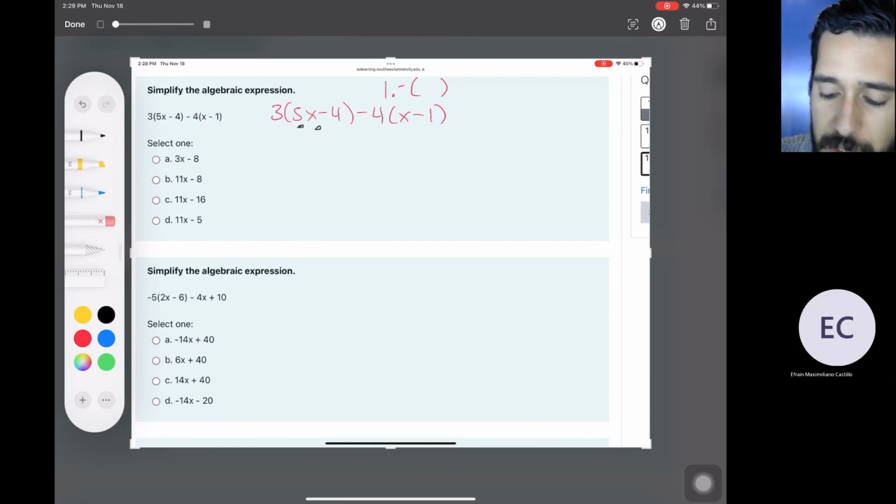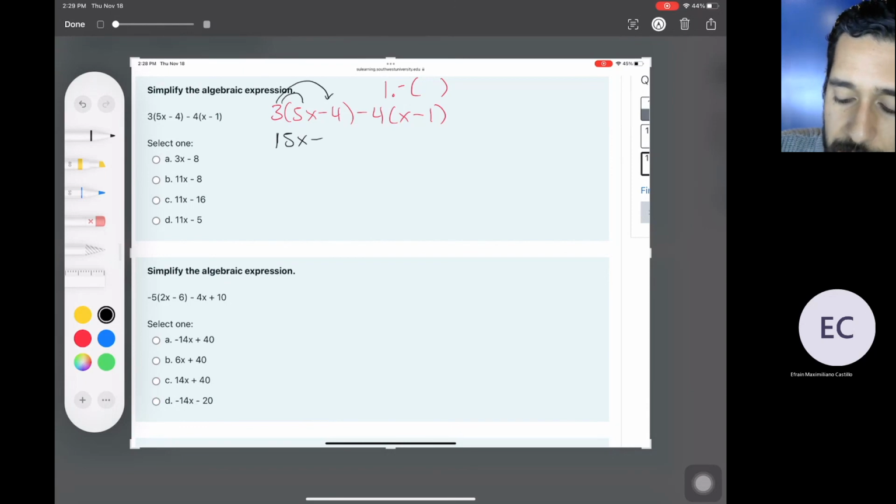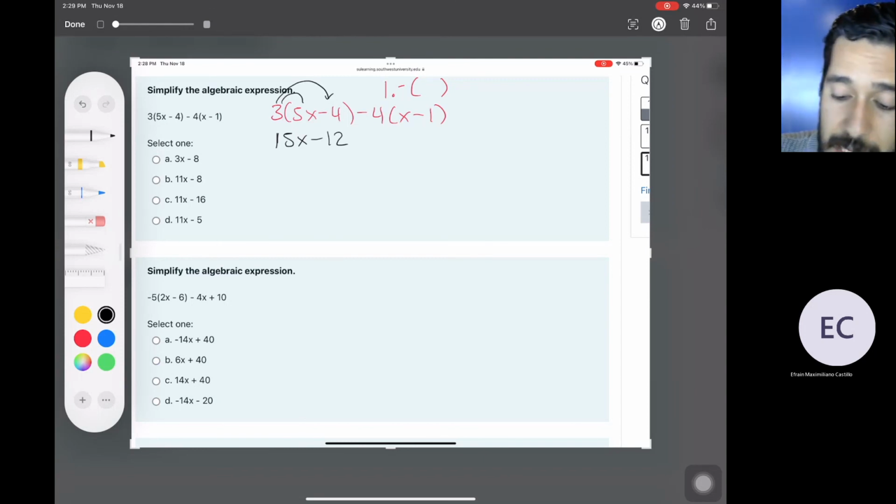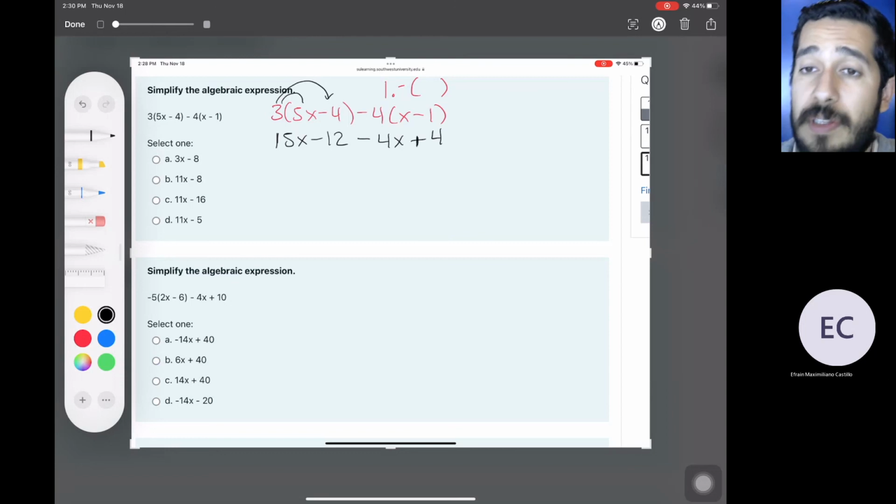Okay, so let's go ahead and do that. The first distributive property, get rid of the parentheses. Okay, so 3 times 5x is going to be 15x. And then 3 times -4, that's going to be -12. That's getting rid of the first parenthesis. Then I do have a second parenthesis that has a -4 in front of it. So I'm going to do the same thing, -4 times x and -4 times -1. Okay, so as the next step, -4 times x, that's -4x. And -4 times -1, that's going to be +4. Okay, getting rid of the parentheses first.